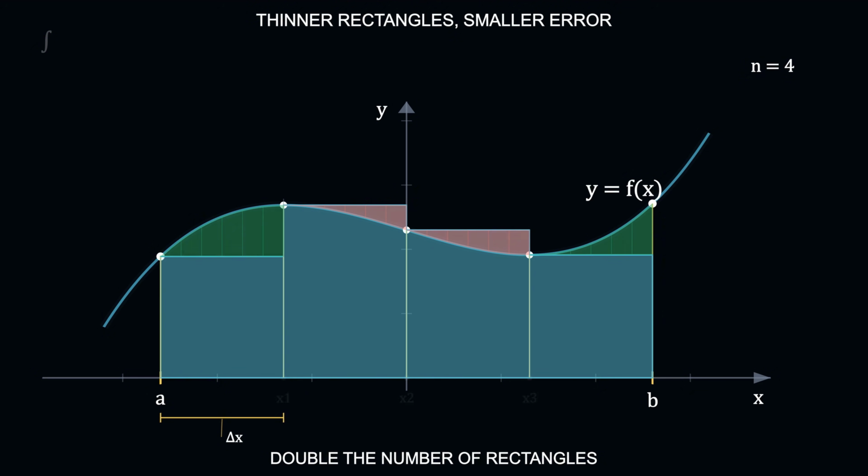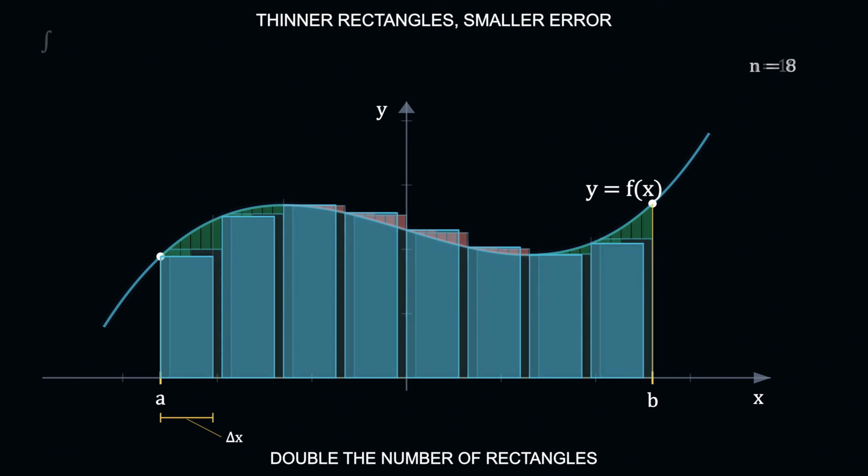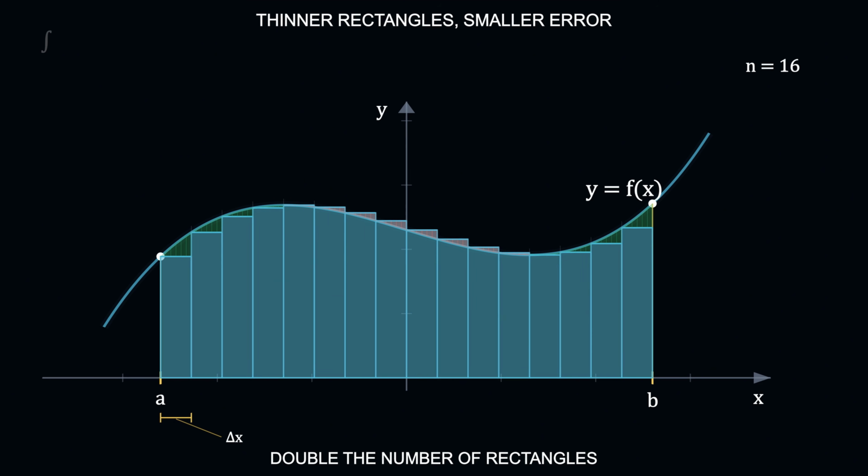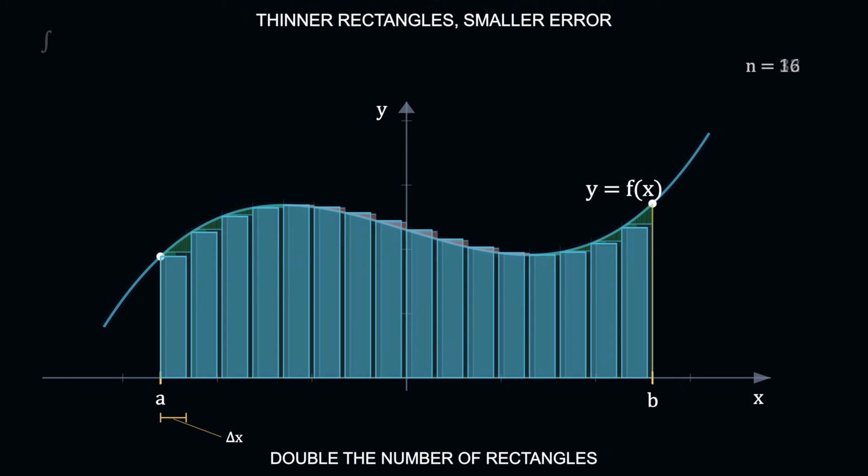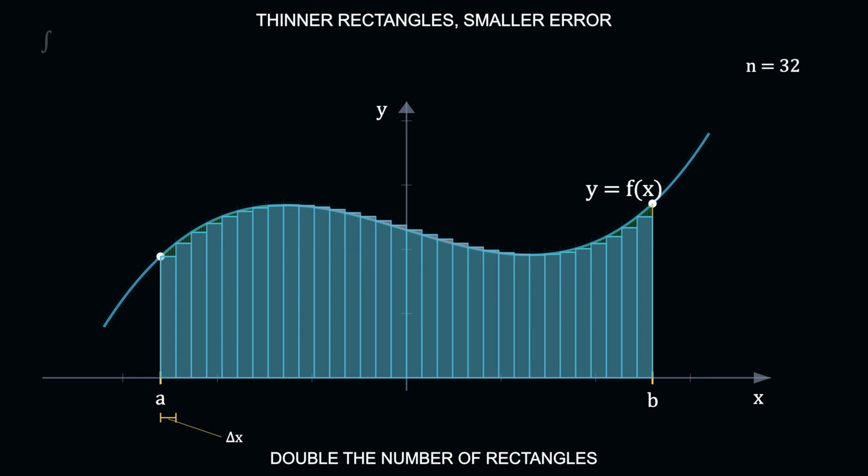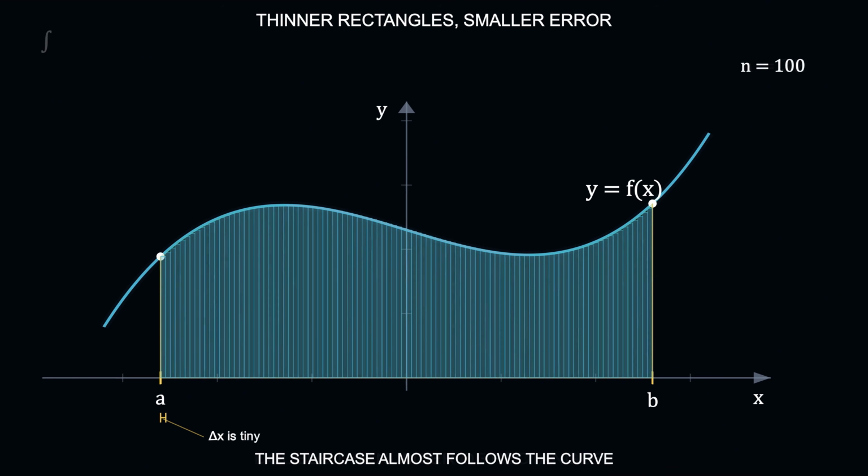Now divide the interval into more pieces. With 8 rectangles, the gaps become smaller. With 16, the rectangles follow the curve more closely. With 32, the error becomes difficult to see. But even 100 rectangles still give only a finite approximation.